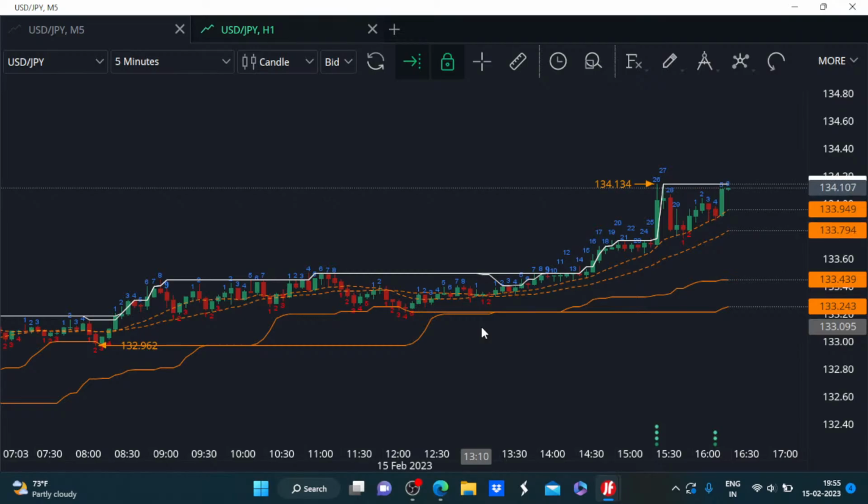So we have to give preference to the USDJPY in comparison to the Euro USD. If you want to go for a long trade in the US dollar, then the USDJPY is going to be a better choice in comparison to the Euro USD.